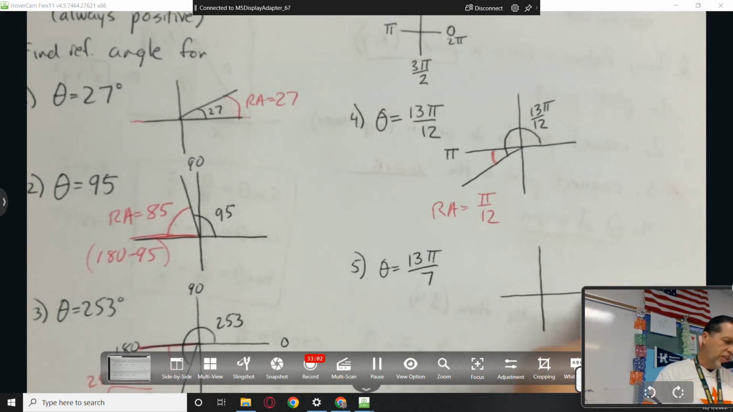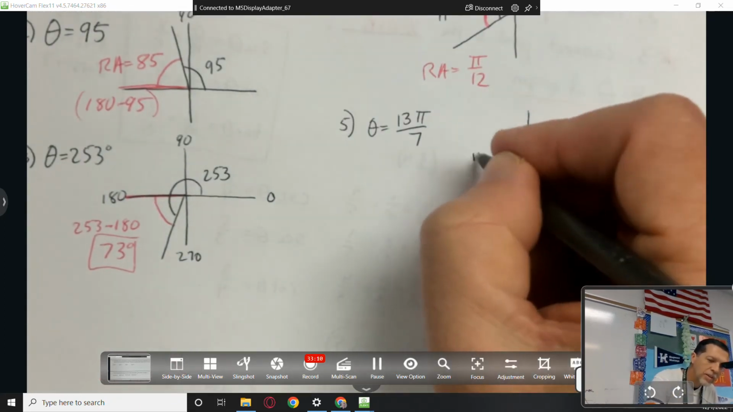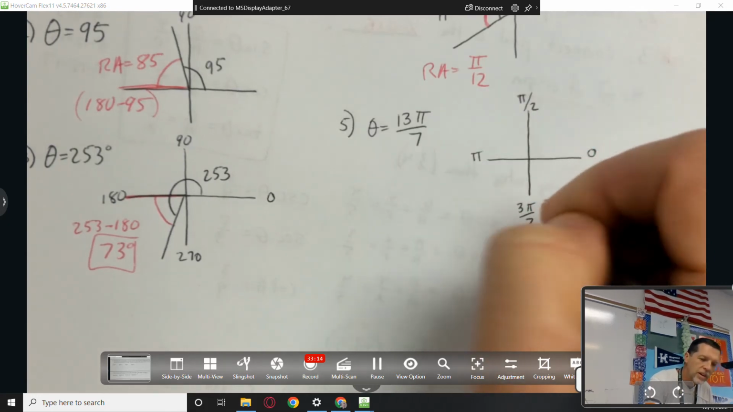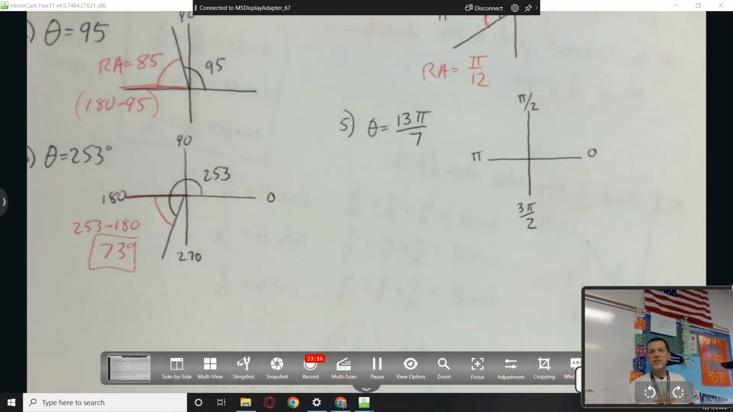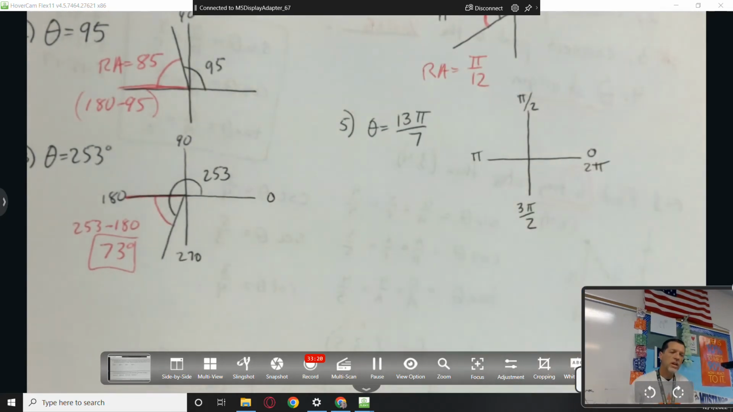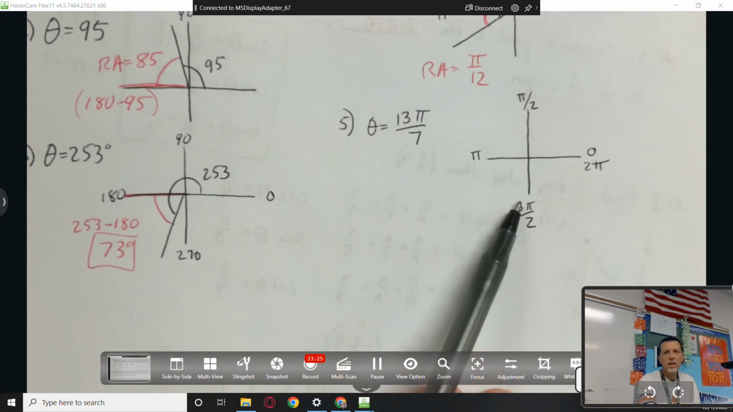13 pi over 7. Where would that land us? And sometimes it's helpful to label the quadrant markers here. 13 over 7. So it's definitely bigger than 1. I think it's almost in the fourth. It is in the fourth.